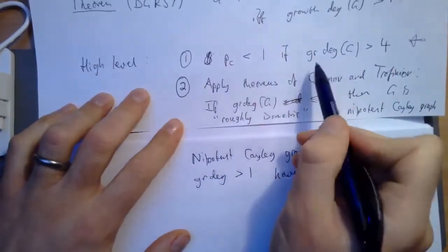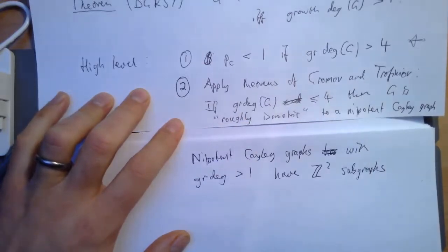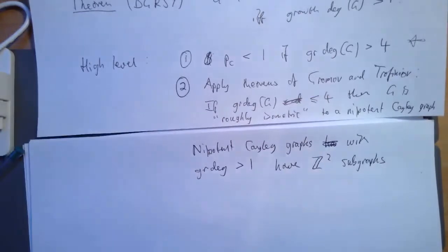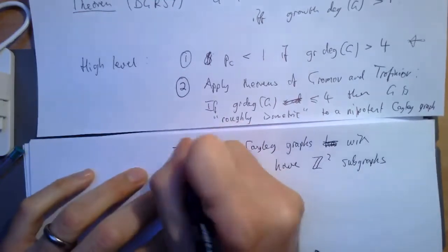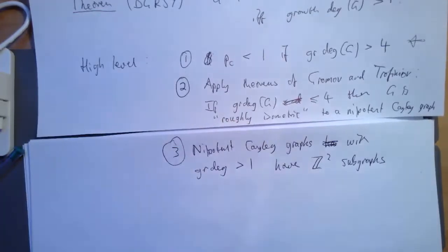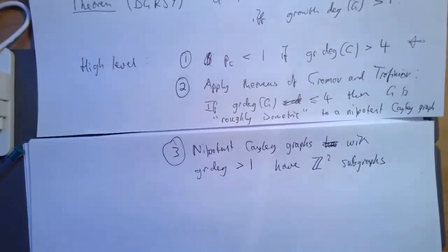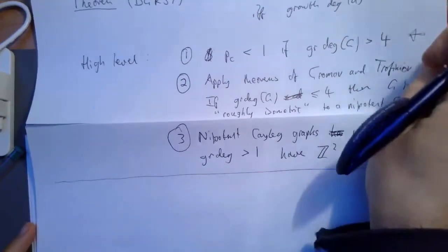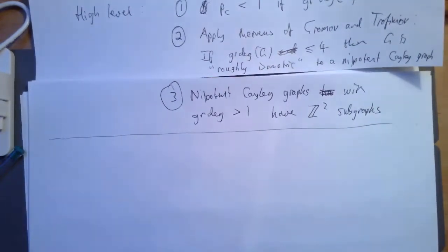They first show that if the growth degree is large enough, then PC is strictly less than one. Then using some classical work of Gromov and Trofimov, we know that if a transitive graph has finite growth degree, then it's roughly isometric, can be approximated by a nilpotent Cayley graph, and nilpotent Cayley graphs have a lot of structure, which makes them easy to work with. One property they have is that if the growth degree is greater than one, then they have a Z2 subgraph. And then again, you apply the trivial argument I said before. If P is at least a half, then that Z2 subgraph has an infinite component, so the whole thing does. Okay. So that's a very high level overview of how they get their result for infinite transitive graphs.